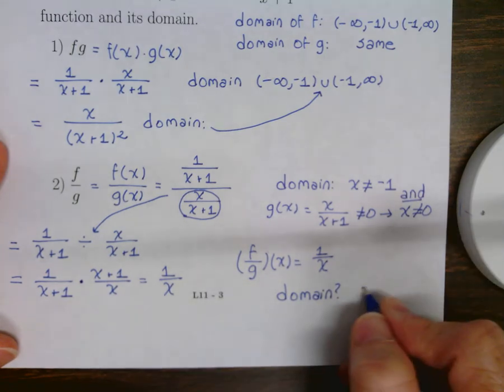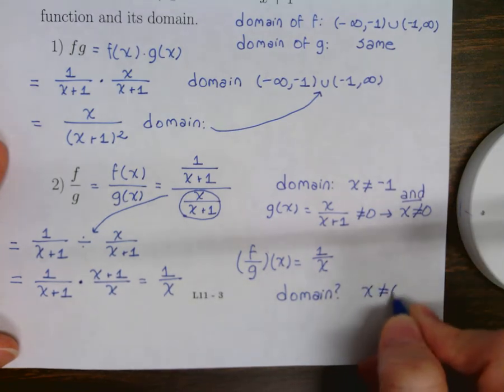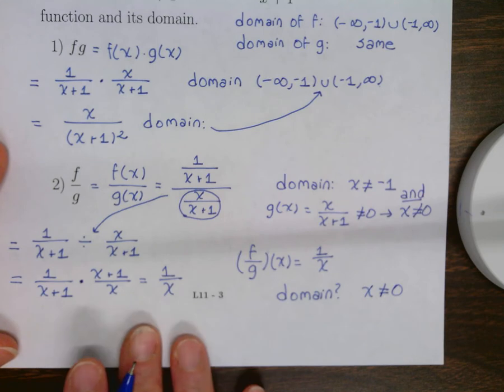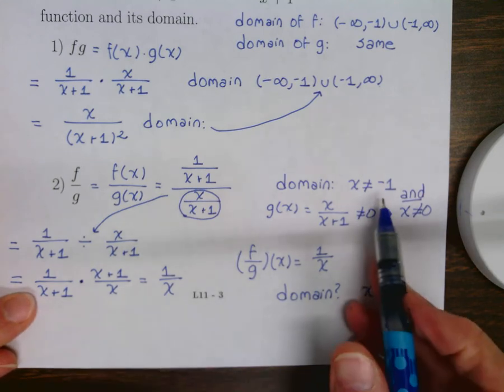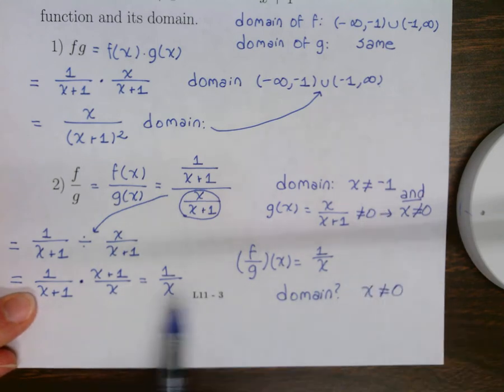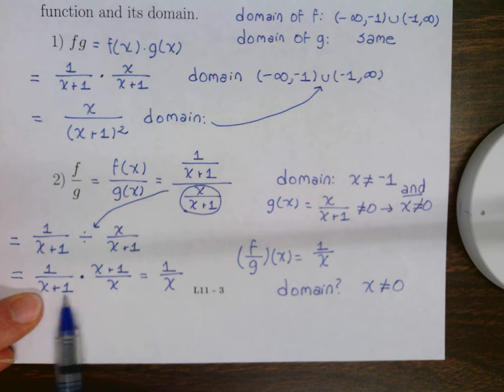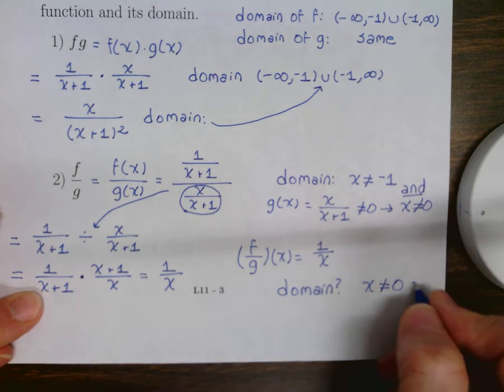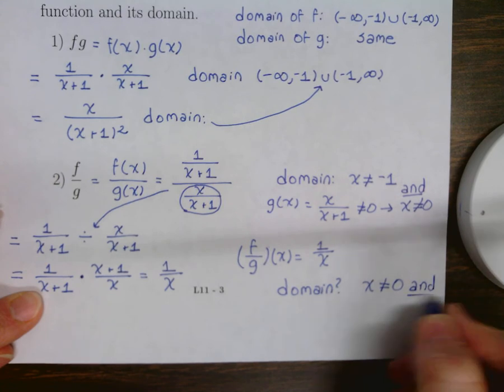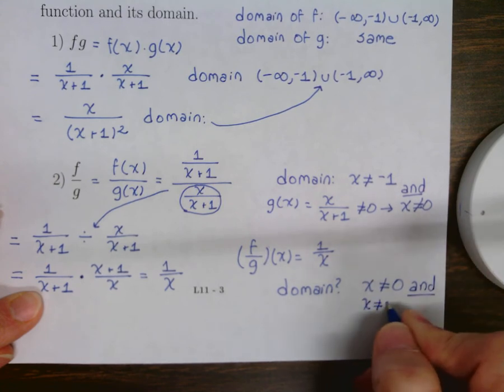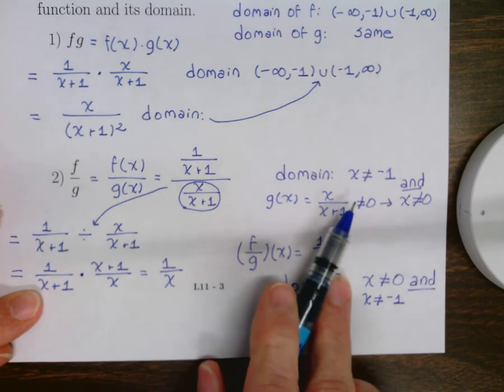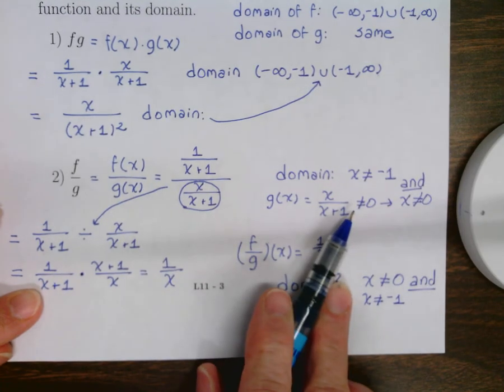Well, clearly x can't be 0. But we also know that x can't be -1. Now if you just look at the answer, you'll say, oh, x can't be 0. That's the domain. But we also have to remember this is how it was formed. And if you look at this step, clearly x can't be -1. And that's exactly what we had found up in our first step as well.